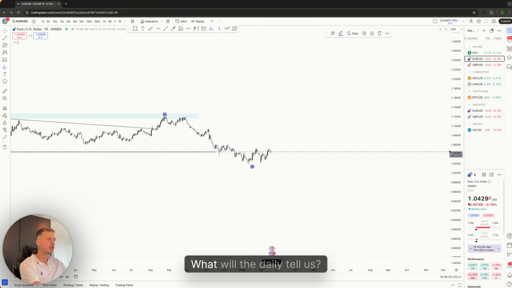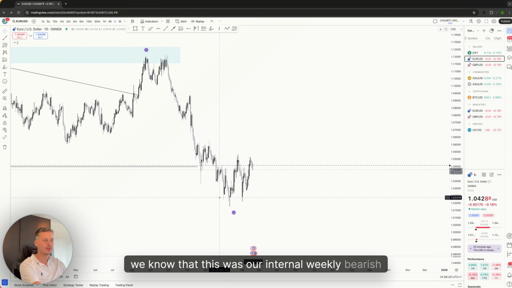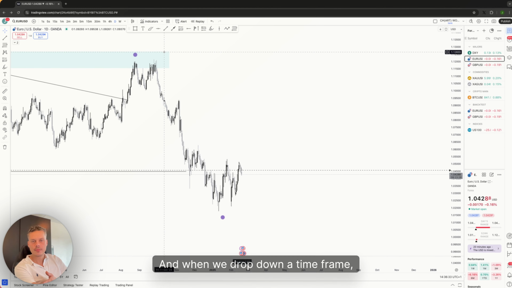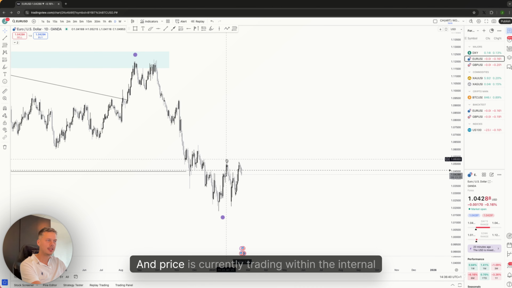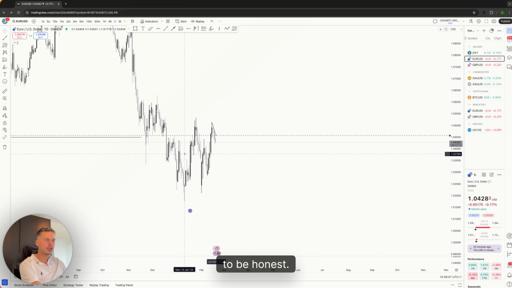The daily, what will the daily tell us? Well, we know that this was our internal weekly bearish range. And when we drop down a time frame, suddenly this becomes our new external, right? So this is our external range and price is currently trading within the internal range. It's looking pretty clean, to be honest, right?